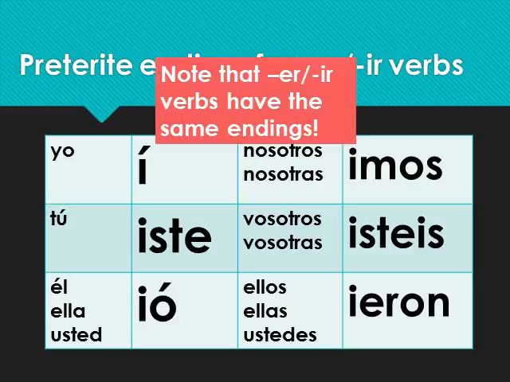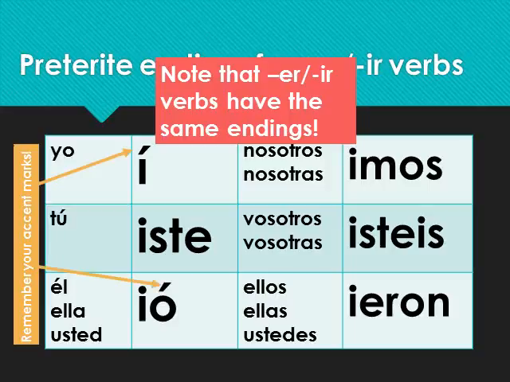Okay? So, the ER, IR verbs, like I've already mentioned, have the same endings. So that's actually really awesome for you guys because you only have to memorize one set of endings for both ER and IR regular preterite verbs. Okay? Don't forget your accent marks. Again, they go over the yo form and the él form. Okay? So yo is over the i, él is over the o.